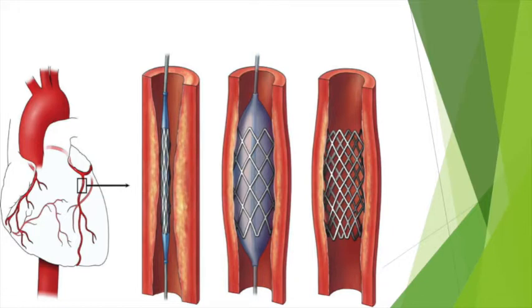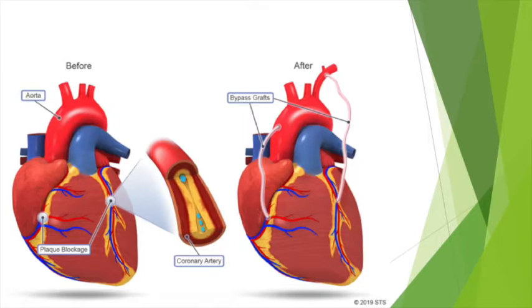Arterial revascularization includes placement of stents and bypass grafts. In this picture, we see how coronary angioplasty with stent placement reopens the arterial lumen. In a coronary artery bypass graft, or CABG, a piece of healthy blood vessel is harvested from another part of the body. Common blood vessels include the internal mammary artery in the chest, the radial artery in the forearm, or the saphenous vein in the leg.